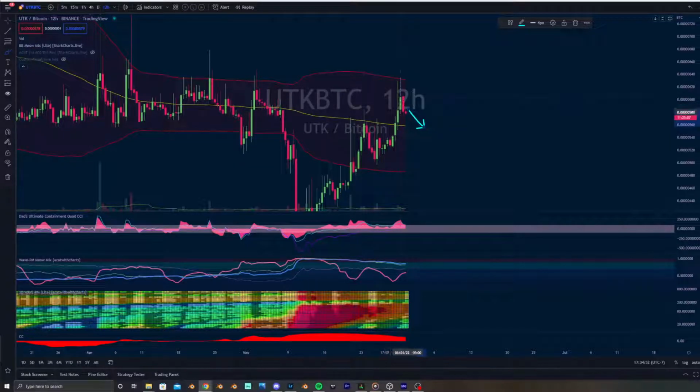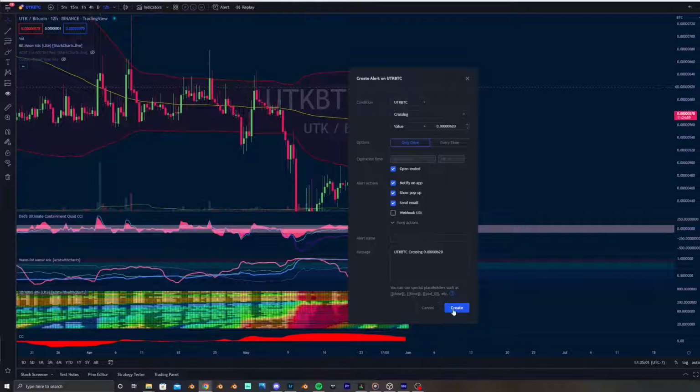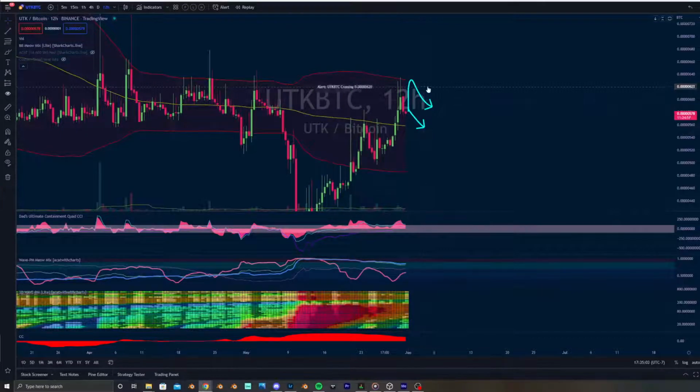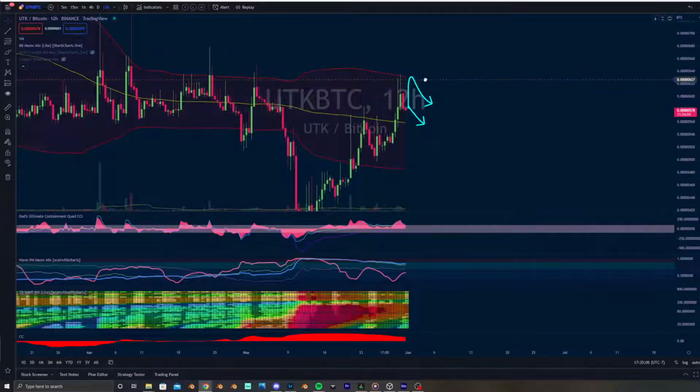Yeah, if we happen to pop up and tag that value, I would definitely recommend taking a short there. So we're going to set an alarm, add alert, create. All right. And if that alarm goes ahead and triggers, I will be more than happy to take that short, provided we can actually short on this exchange. I haven't checked. But theoretically, break short. Okay, next up.